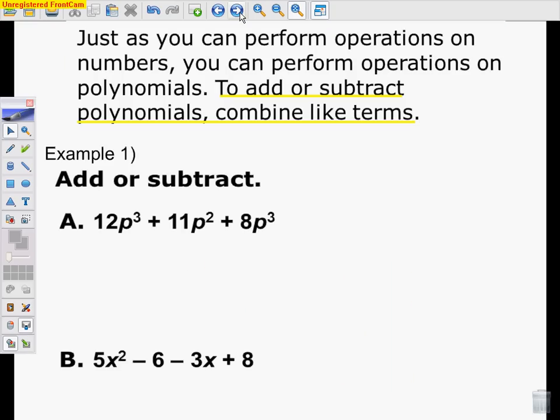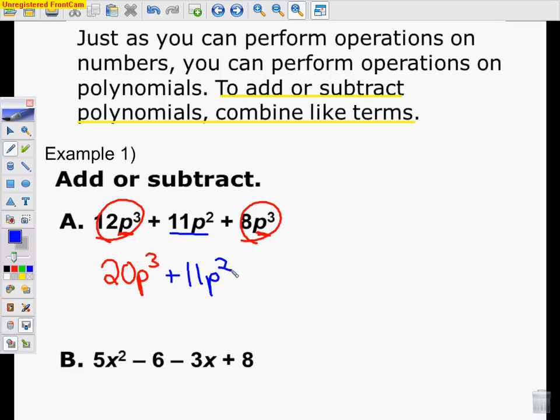Just as you can perform operations on numbers, you can perform operations on polynomials. To add or subtract polynomials, you combine like terms, like we just said. Like here in example 1, I have 12p cubed plus 11p squared plus 8p cubed. Now, what are the like terms here? Well, 12p cubed is like terms with 8p cubed. Remember, for things to be like terms, they have to be the same variable with the same exponent. So 12p cubed plus 8p cubed, that's a total of 20p cubed. Remember, when you add like terms, the terms don't change. And then we're just going to drop down this 11p squared.